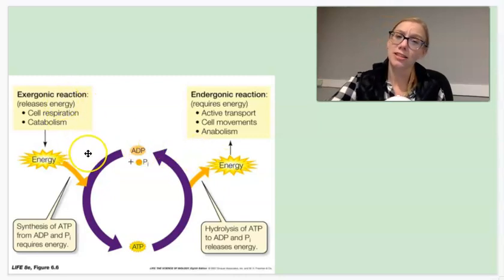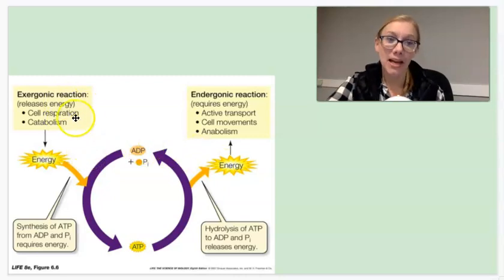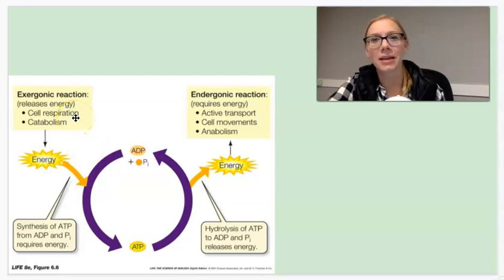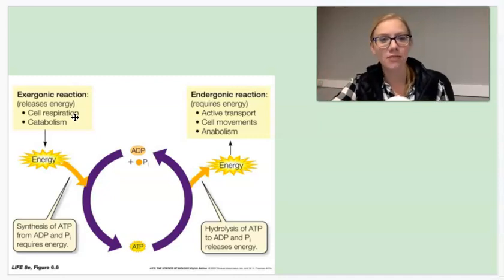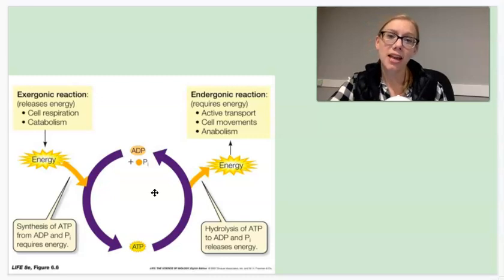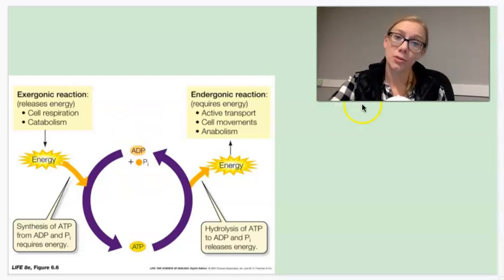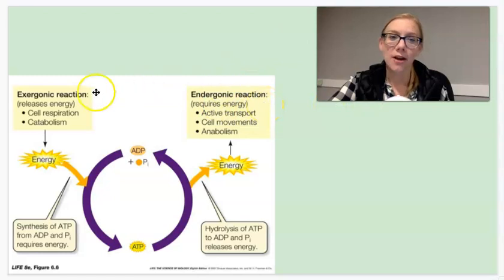Exergonic reactions are ones that are going to release energy. Cellular respiration is a great example of this. It's how we're going to make, or get, the ATP that the cell needs. And catabolic reactions, where we break apart, say, macromolecules, are also going to give off energy. So when we bind these together, we can use them in the cell and we can provide energy to an endergonic reaction from an exergonic reaction by coupling them together.